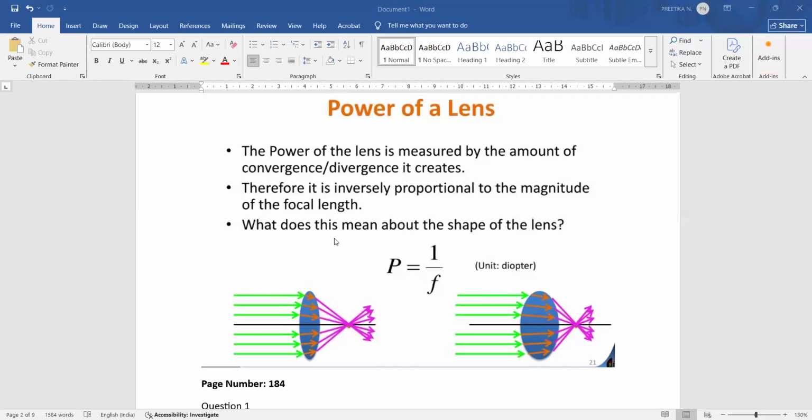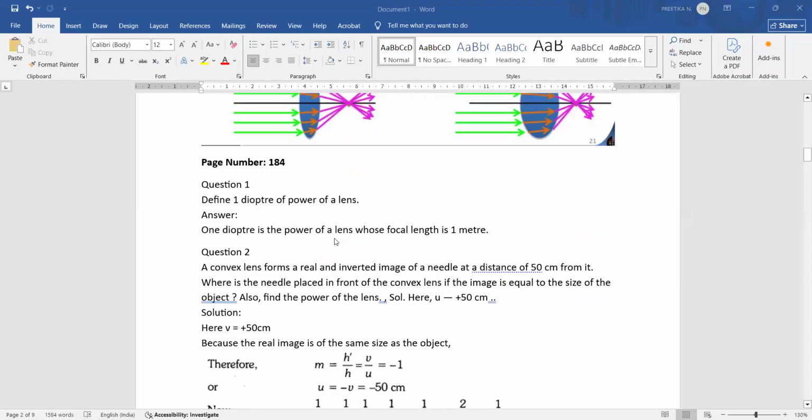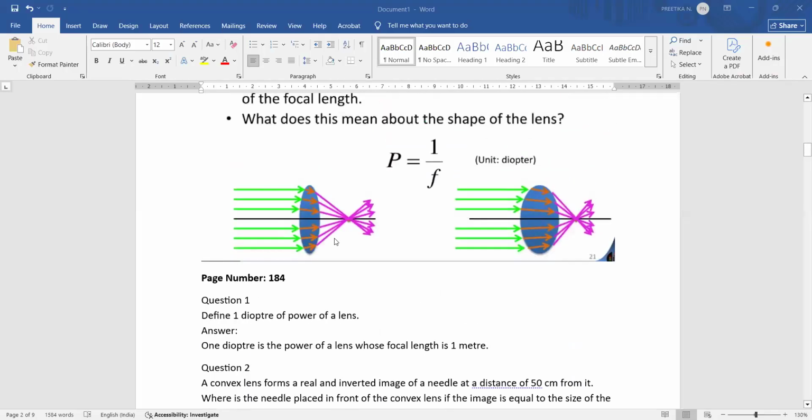Okay, beta. Now, as you're done with it, next are the in-text questions associated with the power of the lens only. So the very first question was define one diopter of the lens. So obviously you can see the formula that power is equal to 1 by focal length. In case I want my power to be 1, then focal length has to be 1 only. Only then the power will come to be 1.